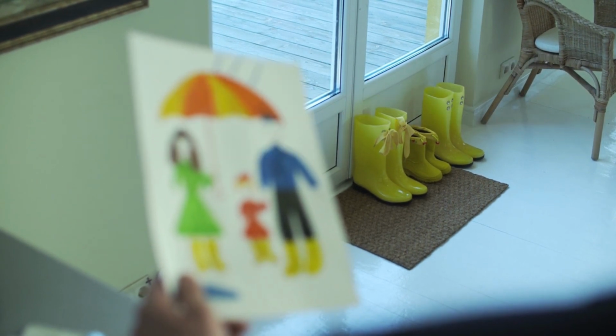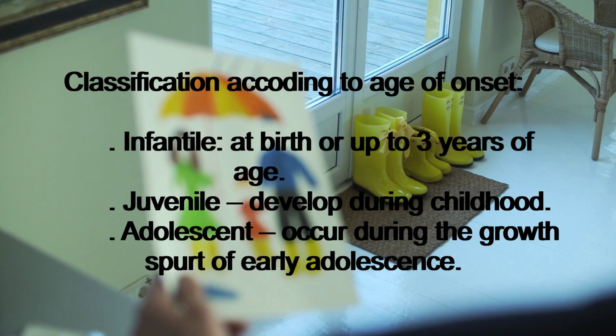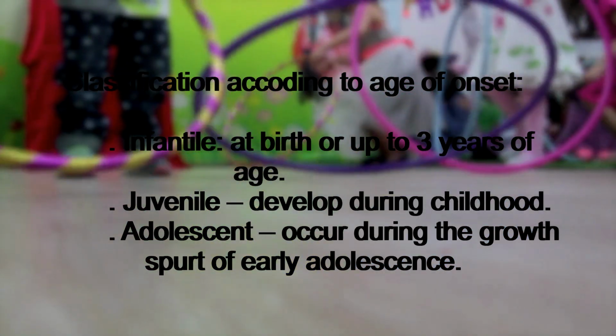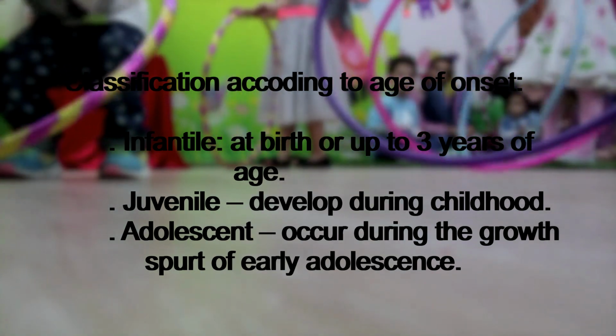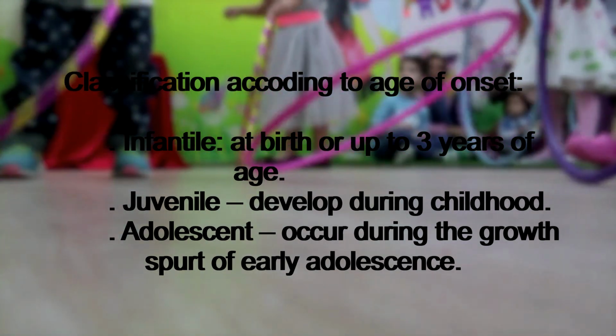These are the classifications according to age of onset. Infantile: at birth or up to 3 years of age. Juvenile: developed during childhood. Adolescent: occurs during the growth spurt of early adolescence.